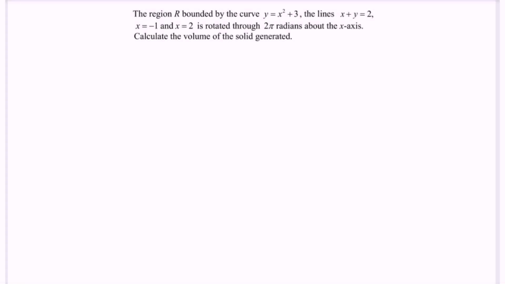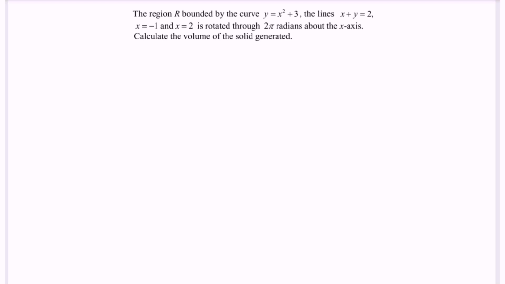So here we have the situation. The region R bounded by the curve. So we have the quadratic and the line x plus y equals to 2, and x equals to negative 1 and x equals to 2. It's rotated through 2 pi radian about the x-axis. Calculate the volume of the solid generated.